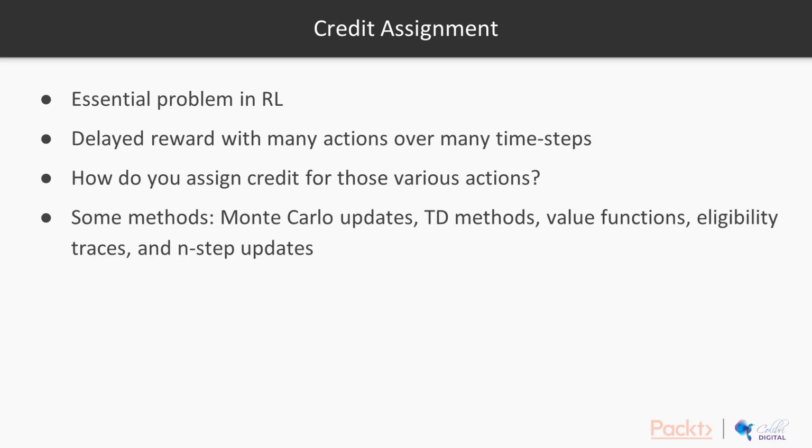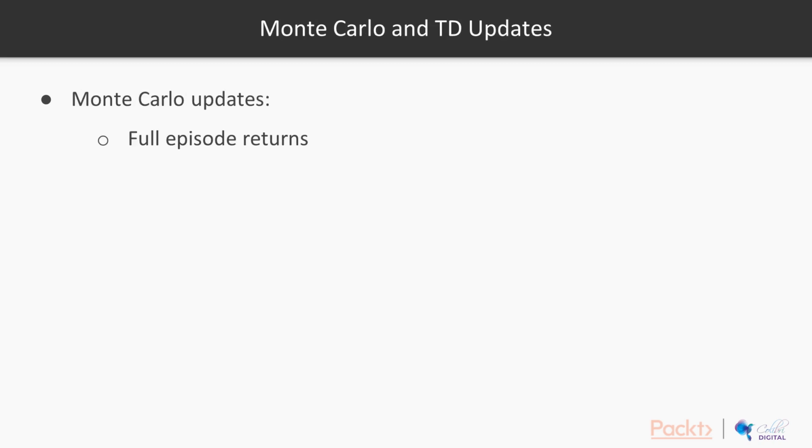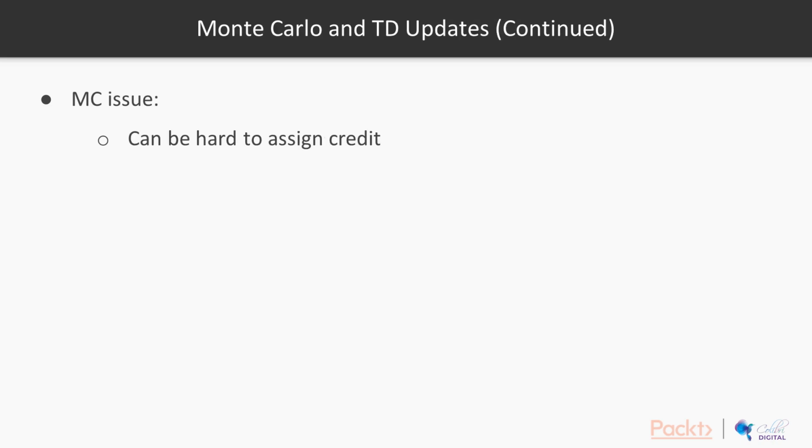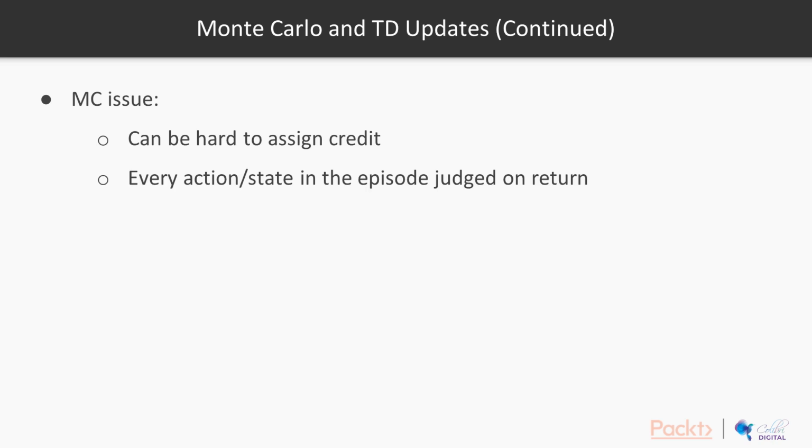Some methods for helping with the credit assignment problem are Monte Carlo updates, TD methods, value functions, eligibility traces, and n-step updates. Monte Carlo updates are full episode returns where the agent learns from experience. These typically have high variance and no bias, like REINFORCE. Assigning credit can be hard since every action/state in the episode is judged on the return. A poor action or bad state may still get some credit for a good result due to a later action.